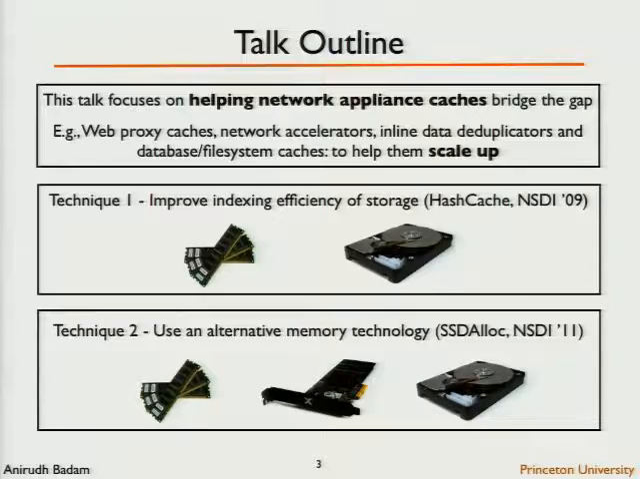So this talk focuses on helping network appliance caches bridge this gap. Network appliance caches like web-proxy caches, like HTTP caches, which cache static objects, and network accelerators, which have the capability of caching dynamic content based on content fingerprinting, and inline data deduplicators, which are essentially trying to index all the data that you're trying to deduplicate before you store certain things on the disk, and also file system and database caches. And this talk essentially is trying to help these systems scale up by using software and hardware techniques.